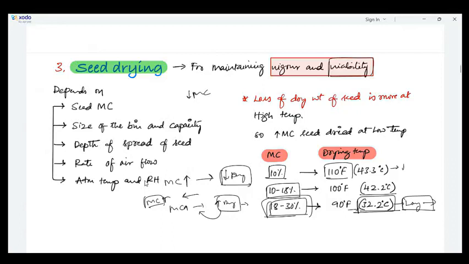Okay, and one important thing to be remembered is that the drying temperature is a maximum of 43 degrees Celsius. For any agricultural crop, whenever you are going for drying, you cannot exceed 43 degrees Celsius. It should always be below or equal to 43 degrees Celsius. So you can expect this question, just try to remember it.